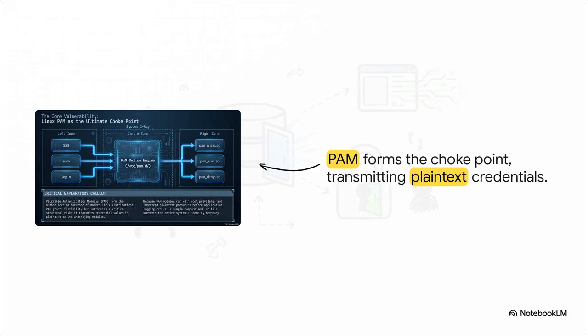It's an elegant system, but it introduces a massive structural risk because it acts as the ultimate choke point, transmitting credential values in plain text to its underlying modules. And since these PAM modules run with root privileges and intercept those plain text passwords before application logging even happens, well, a single compromised shared object file completely subverts the entire system's identity boundary.